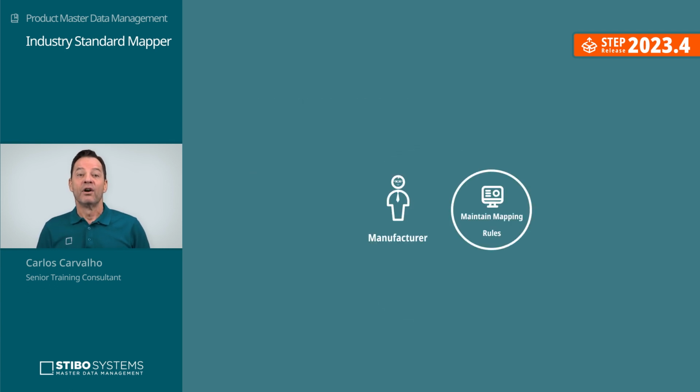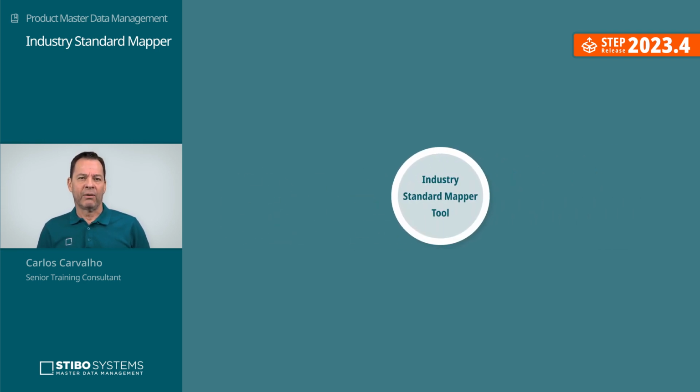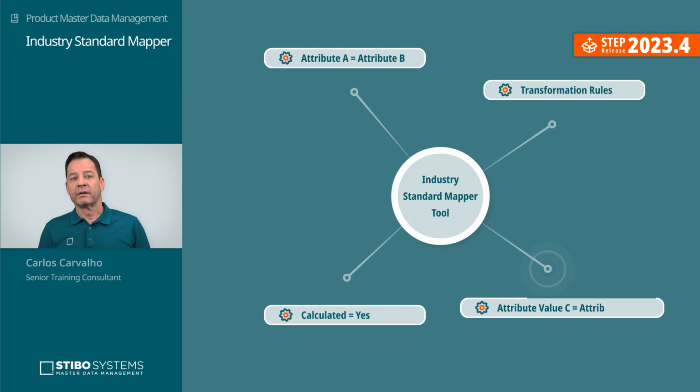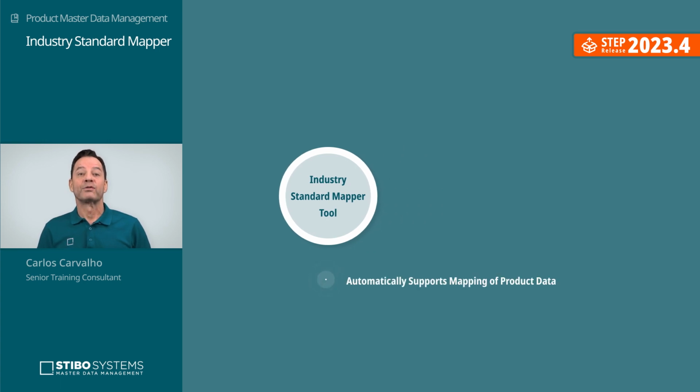Now, it's easier for manufacturers to maintain the mapping rules, which before could be difficult to identify. For example, it's more evident now which manufacturer's attribute is mapped to which attribute, or what the transformation rules are, if calculations are used, if it's a value-to-value mapping, along with others. Now, we have a mapping tool that automatically supports the mapping of product data, ensuring good data quality.